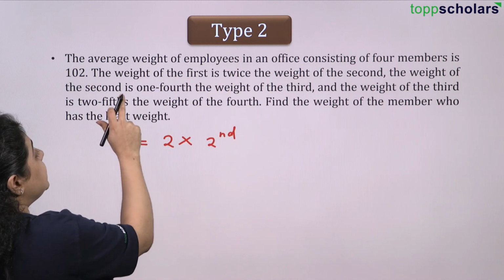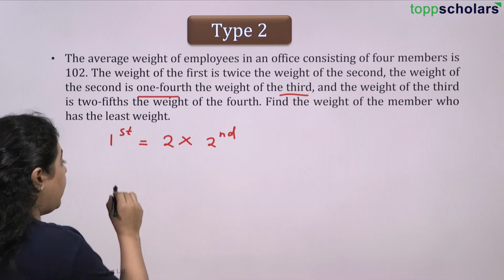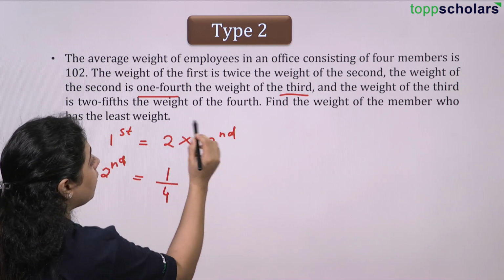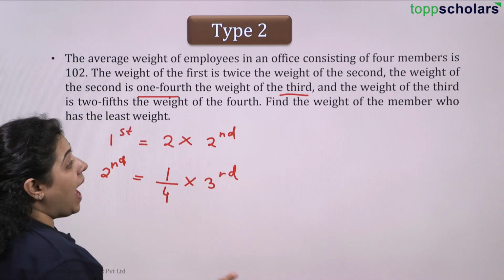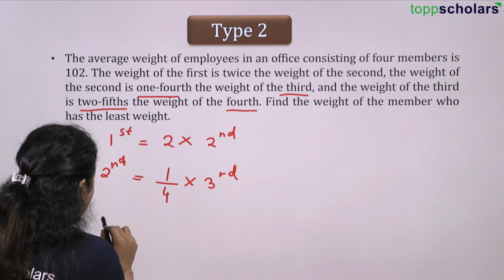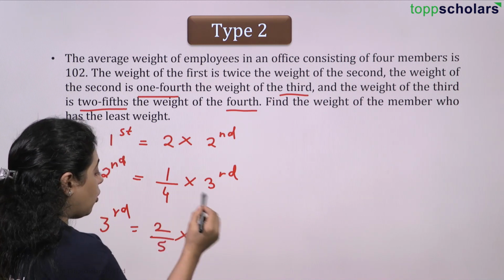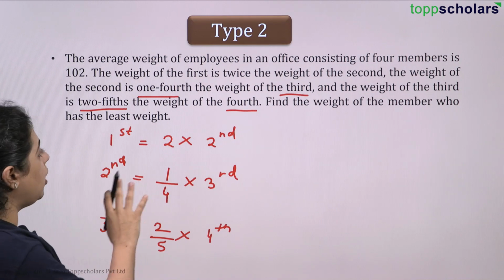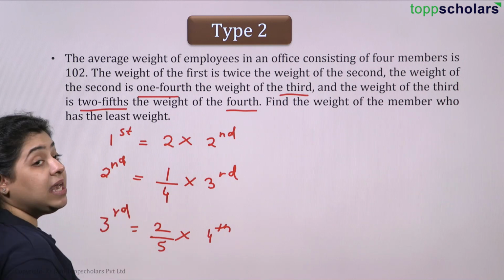Further, the weight of the second is 1/4 the weight of the third one. So the weight of the second one is 1/4 of the weight of the third person. And the weight of the third is 2/5 of the weight of the fourth. Third's weight is 2/5 that of the fourth person. And we don't know the weight of the fourth person. We are not given the information. We have been told, find the weight of the member who has the least weight.